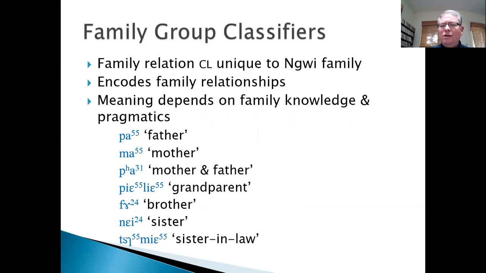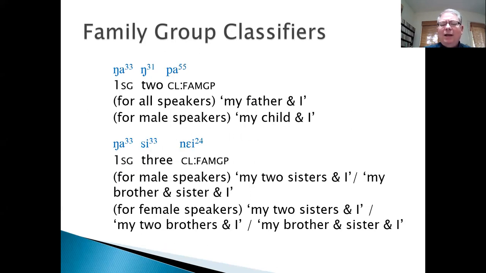So let me show you some examples so you can understand what's happening here. Primarily, these are used with pronouns. And so in our first example, nang ba, ba, again, refers to the father relationship and one other generation. For every speaker, nang ba could be interpreted as my father and I. But if you are a male speaker, nang ba could also mean my children and I, because you're the father.